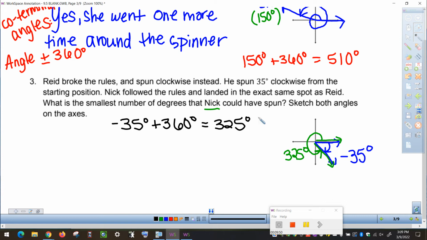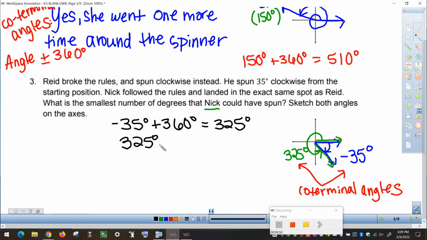So here we actually have another set of coterminal angles. So we could have done our calculation in the opposite direction. If we started with 325 degrees, notice that if we subtract 360, that's going to get us to negative 35.